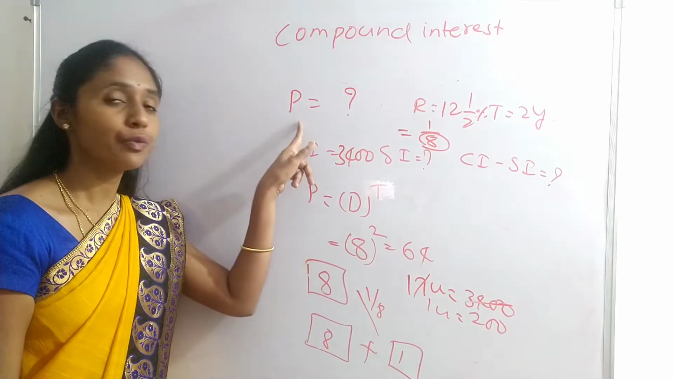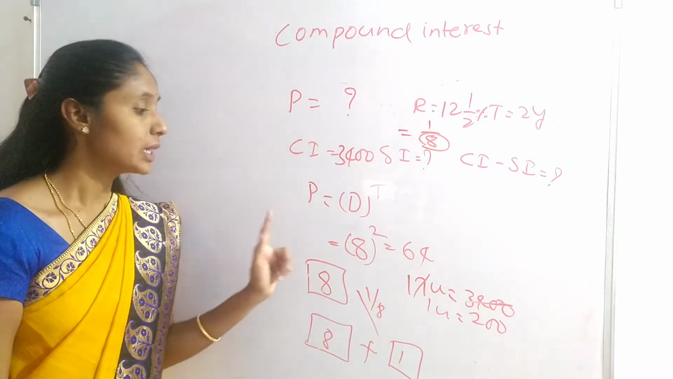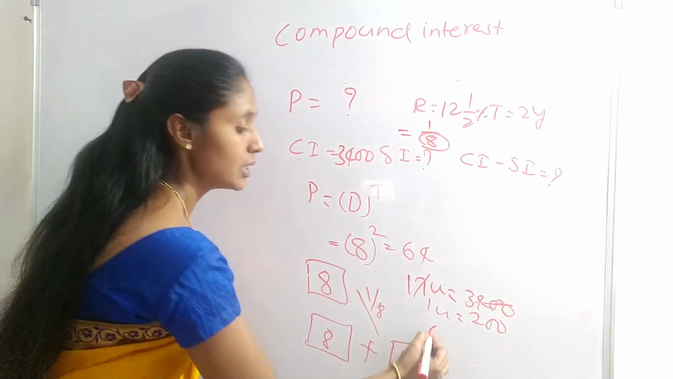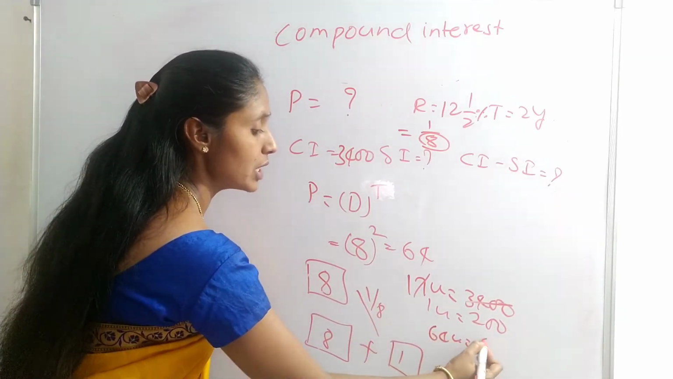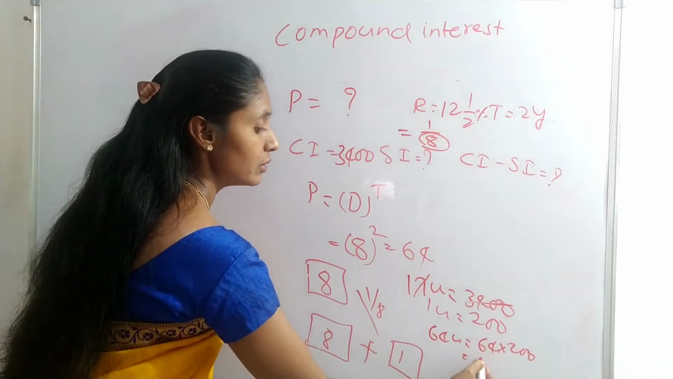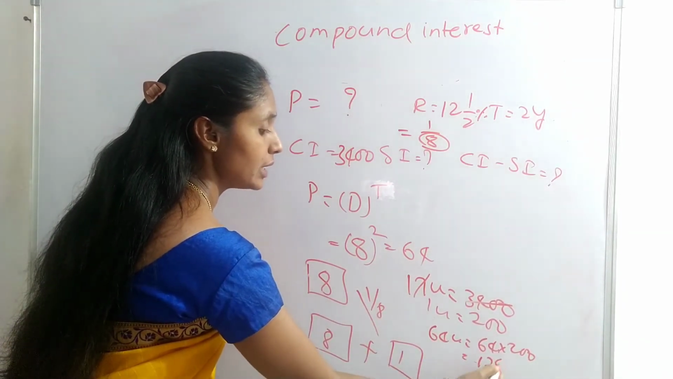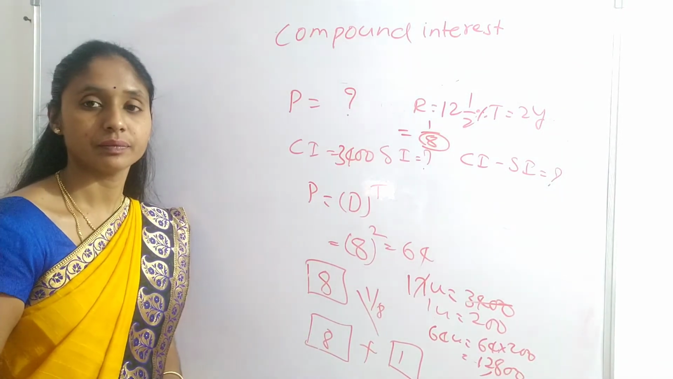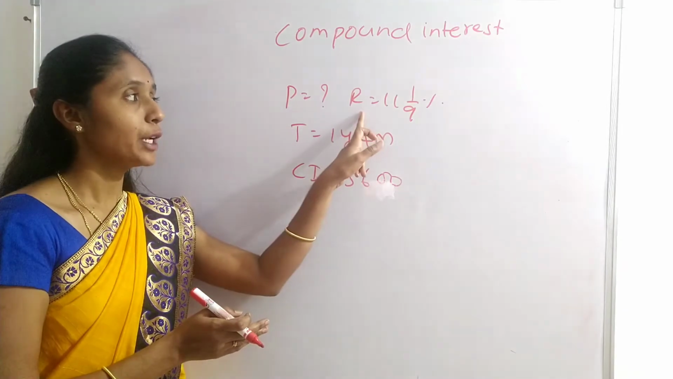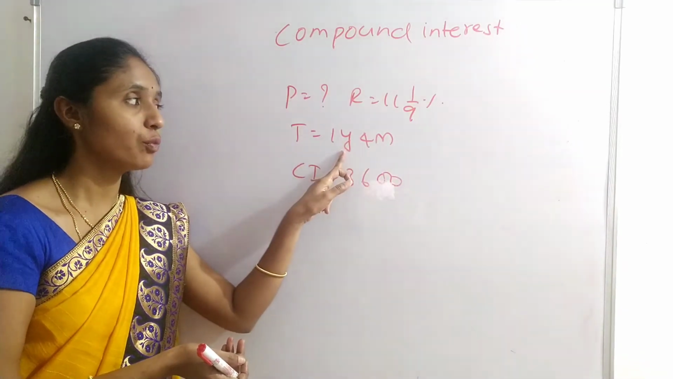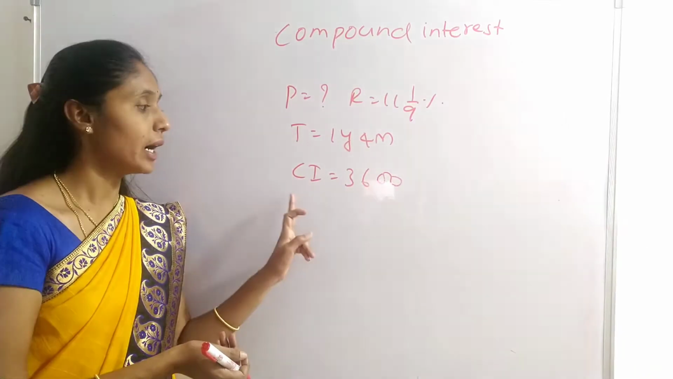So we need to find the principal amount. That is P, how much? 64 units. 64 units equals 64 into 200. That is 12,800. Next question. Rate of interest is 1 by 9% and time is given 1 year 4 months and CI is 3600.